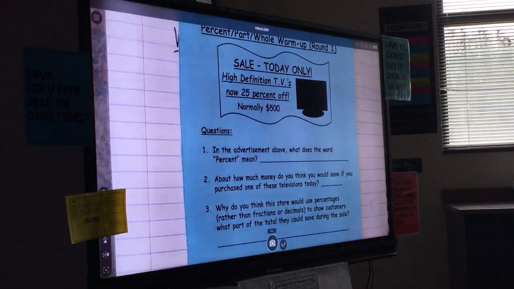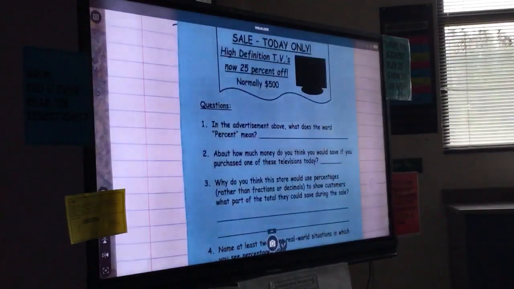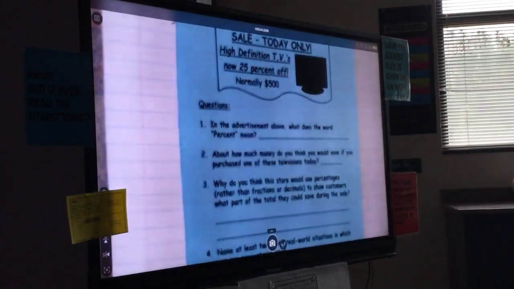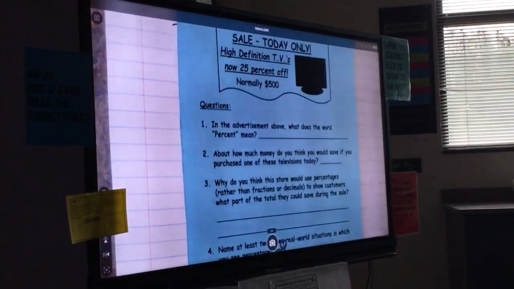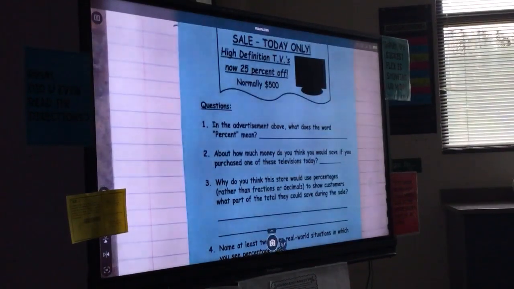All right. So I sat with a group and I heard a lot of good discussion. And then I sat with another group and asked a question. Some of these are maybe very easy to answer. Some of these are probably like, I don't know, because I've never actually thought of it like that. So let's talk about number 1. It says, in the advertisement above, what does the word percent mean? So in this advertisement, what does percent mean?